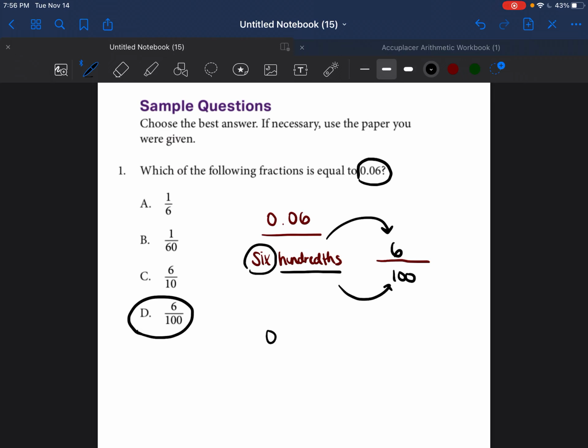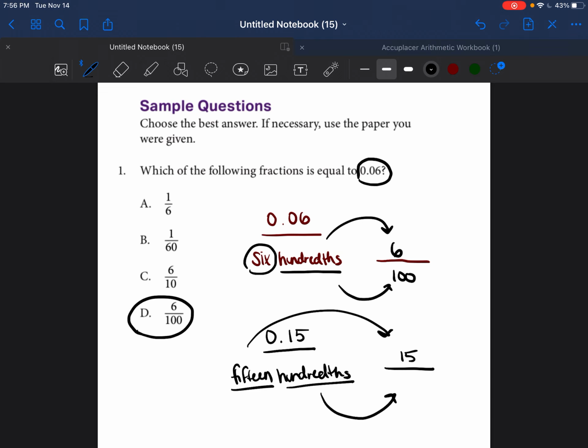So what if we had 0.15? Again, if you can read that decimal, then you can easily place it into a fraction. So when you read this decimal, you would say 15 hundredths. Okay, so 15 is going to be the numerator, and then hundredths is going to be the denominator. So 15 over 100 would be this decimal as a fraction.